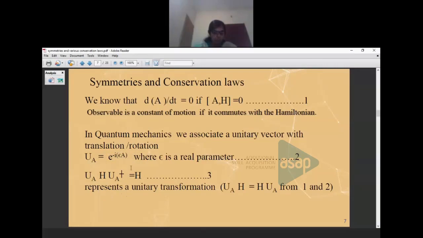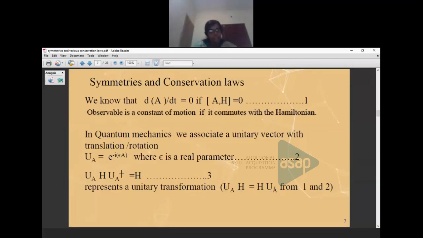Now, when you do this operation, you will get H. It is a unitary operation. Now, from 2 to 3, how did we jump? That hint is given here. U_A H is equal to H U_A, from 1 and 2. So what is 1? 1 is AH is equal to HA. And what is 2? U is approximately equal to 1 minus iεA. Now substitute: U_A H gives the same as H U_A.